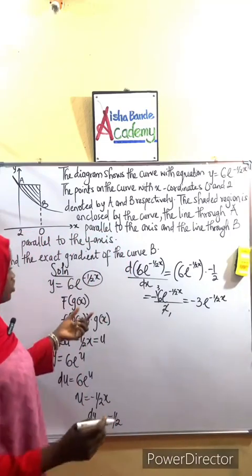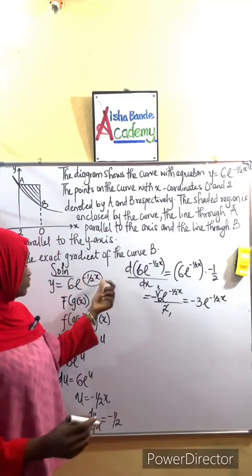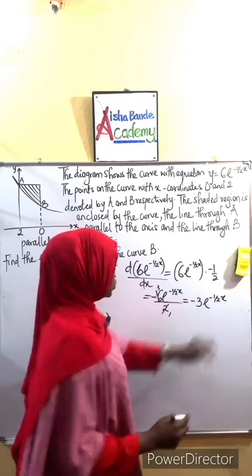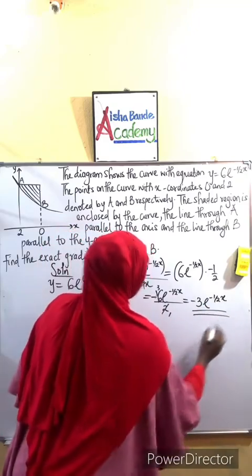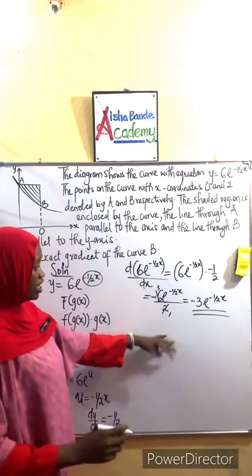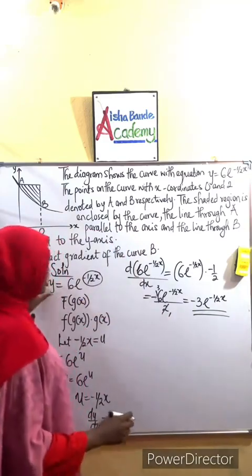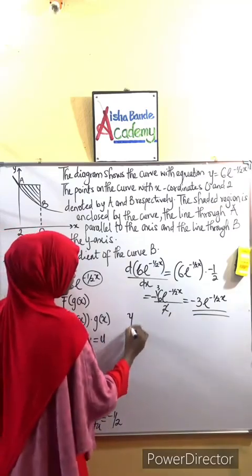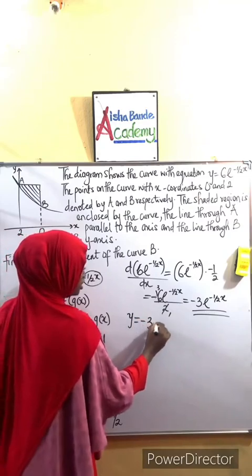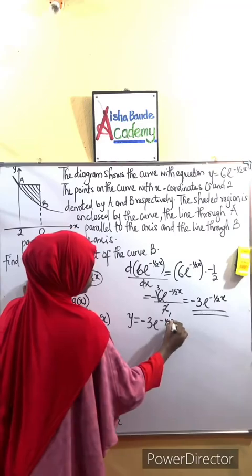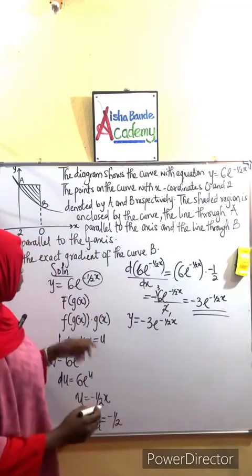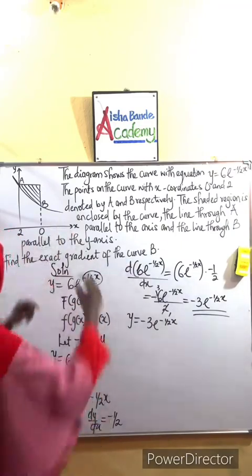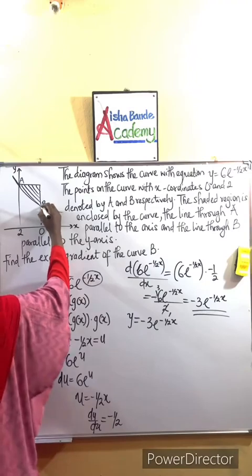So that means when you differentiate 6e raised to the power minus 1 over 2x, this gives us minus 3e raised to the power minus 1 over 2x. So this is what we have. Since we've differentiated the equation for y that has been given to us in the question, we can now see that dy/dx equals minus 3e raised to the power minus 1 over 2x. As you can see, we have to find the exact gradient of the curve at B. So this is the point B here, right?